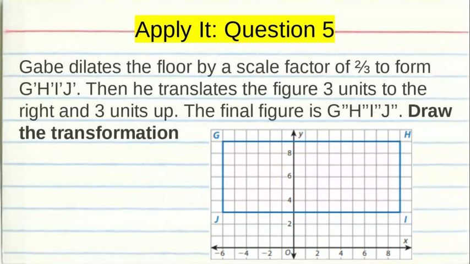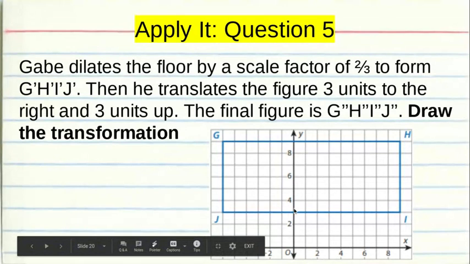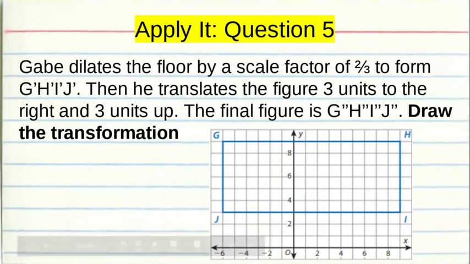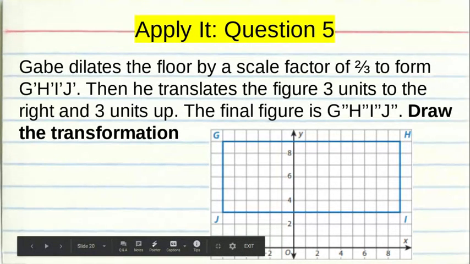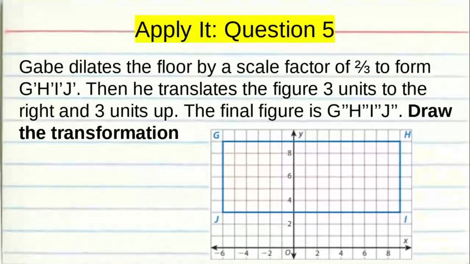Next we have question 5. We can see that Gabe dilates the figure by a scale factor of 2 over 3 to form G prime, H prime, I prime, J prime. So they're going to take this figure and dilate it with that scale factor of 2 over 3, and then he wants to translate it 3 units to the right and 3 units up to form the final figure. And we need to draw that figure.